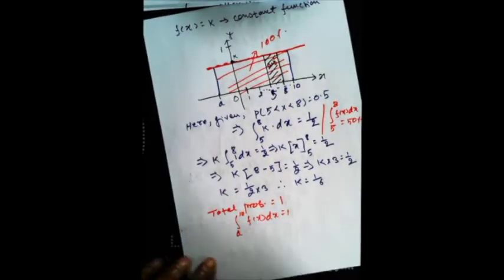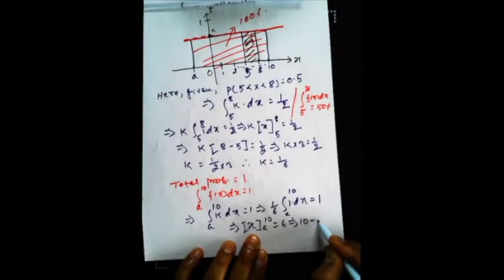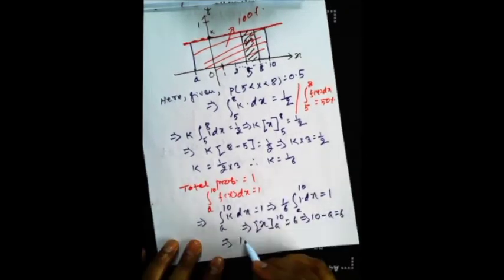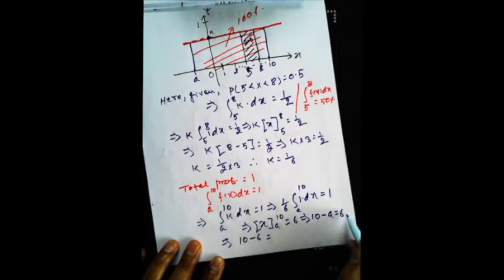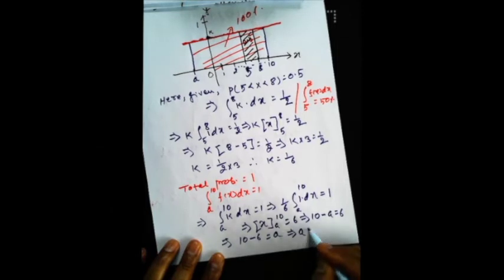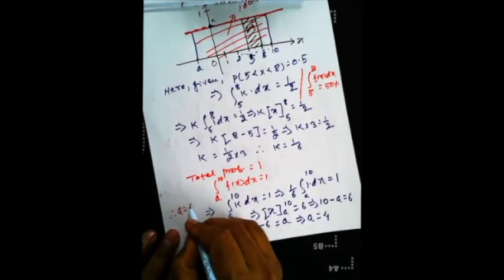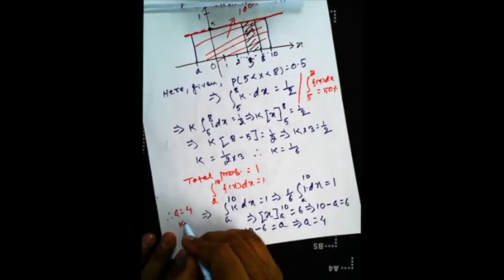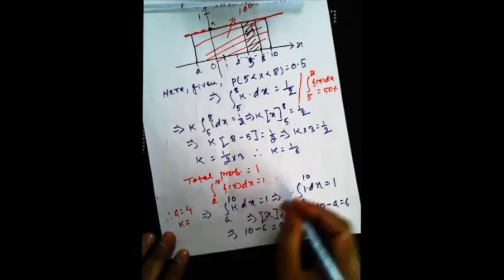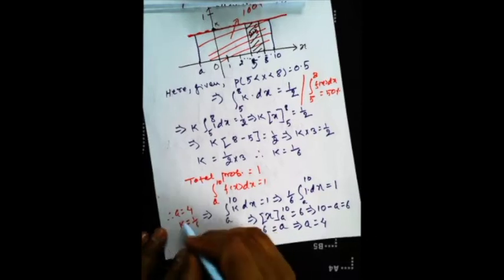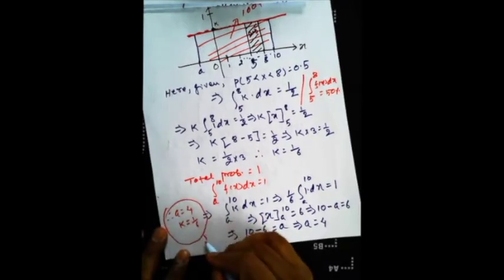So here now we have (10 minus a) over 6 equals 1. If you transpose to the left it is minus 6, and then if it goes to the right, it will be plus a, positive a. Therefore the value of a in this case is 4. The value of a you obtained is 4, and the value of k you calculated is 1 by 6.